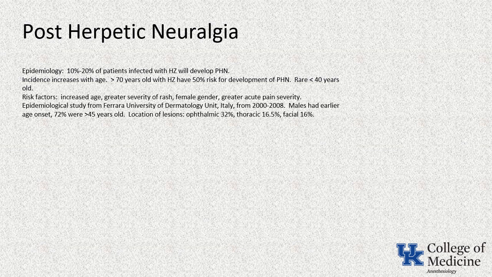Postherpetic neuralgia, again, this is for people that have had shingles that have pain that has persisted beyond 4 to 6 months. About 10 to 20% of people with shingles will develop this. Incidence increases with age. It's pretty rare for people less than 40 years old. So risk factors we know are age, the greater severity of rash, female gender, and greater acute pain severity.